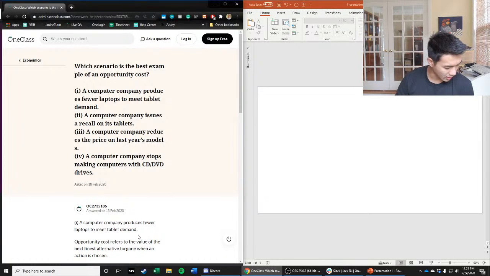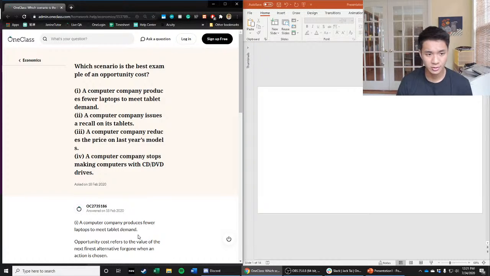One says a computer company produces fewer laptops to meet tablet demand. And right off the bat, again, this seems like a really good answer, right? A computer company has its resources. It can either produce laptops or tablets. And so it sees that tablets are more profitable. It decides to reorient its production towards tablets, and that means taking away production resources from laptops. So this is a really good example of the trade-off involved in opportunity cost. So let's keep an eye on that one.